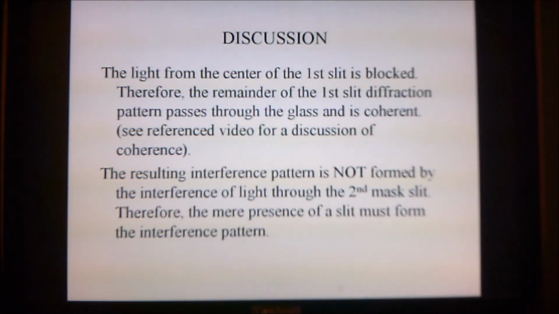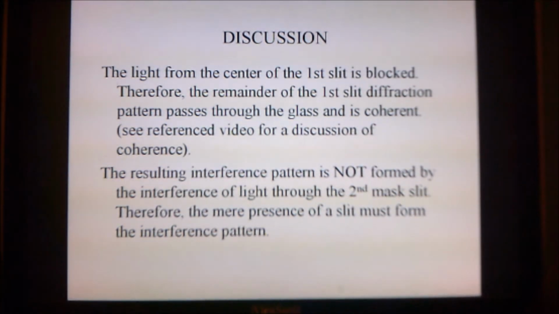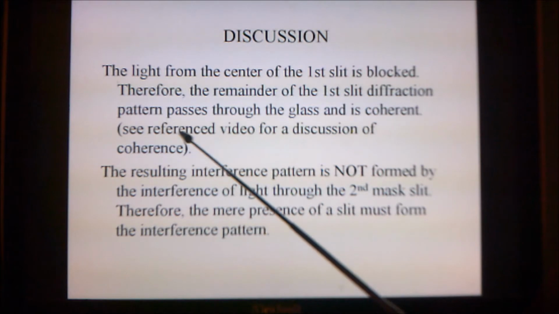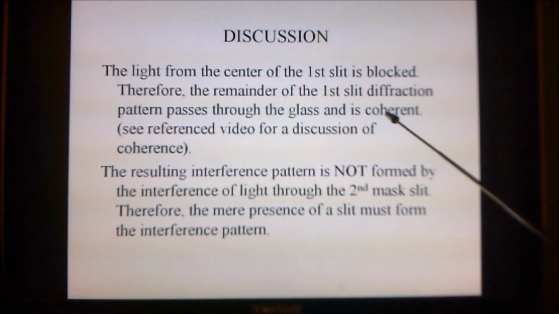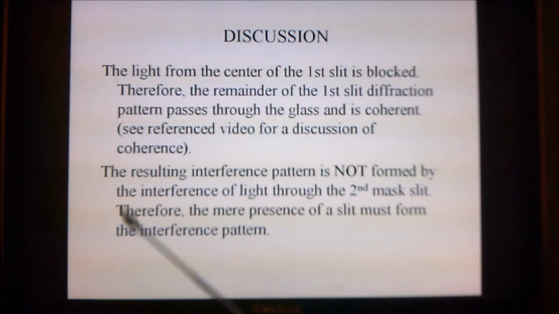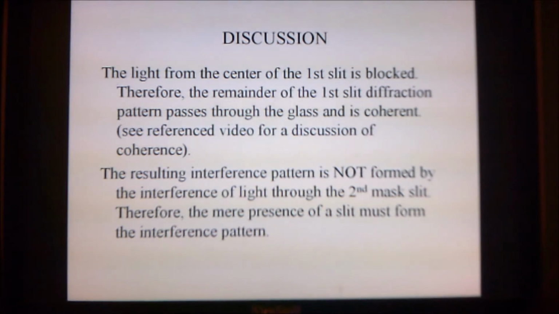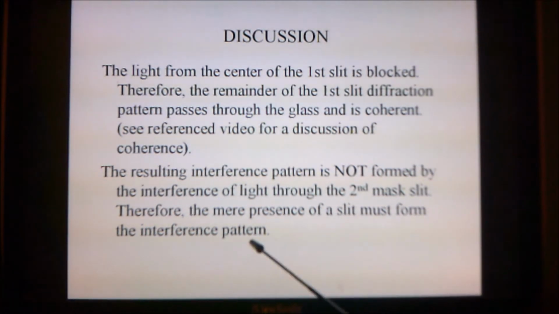Now, the light from the center of the first slit is blocked. And we saw by putting that edge of the slit at the minima, all the light is blocked. There's no light going through the slit. Therefore, the remainder of the first slit diffraction pattern passes through the glass and is coherent. So you can see this video for a discussion on what coherence is. The resulting interference pattern is not formed by the interference of light through the second mask slit. And of course, the light going through the glass isn't changed either. So therefore, the mere presence of a slit must form the interference pattern.